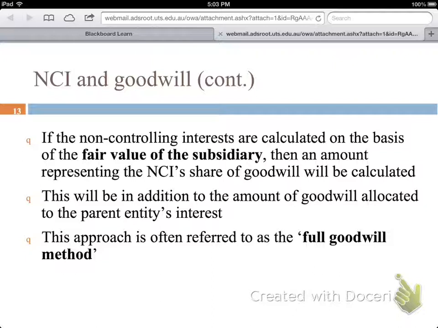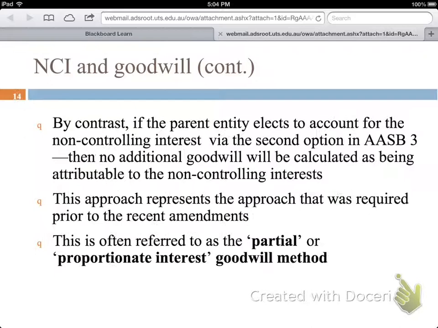So what's the difference between the two methods? If the non-controlling interests are calculated on the basis of fair value of the subsidiary, then an amount representing the NCI share of goodwill will be calculated. Okay, so that's the first difference. Under the fair value method, you have to calculate goodwill. This would be in addition to the goodwill already allocated to the parent. This approach is called the full goodwill method.